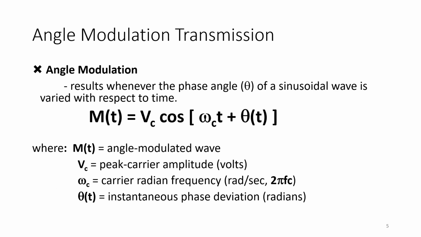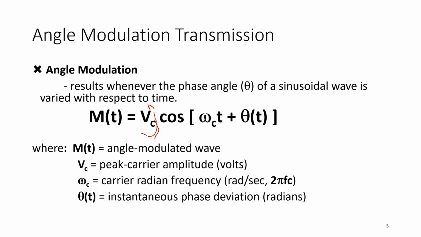For angle modulation, again, we have an equation. This is our equation for our sinusoid. We have an amplitude, the frequency, and the phase. Every time you vary the phase and the frequency, we call that angle modulation. In AM, we usually vary the amplitude. This is the amplitude of your sinusoidal wave. This is the peak carrier amplitude voltage.